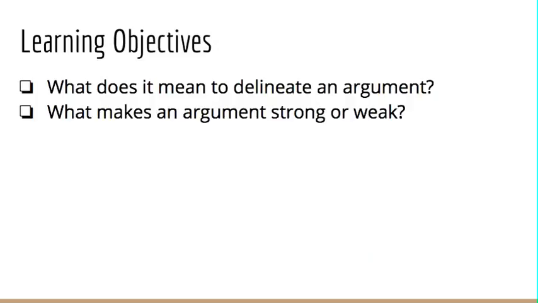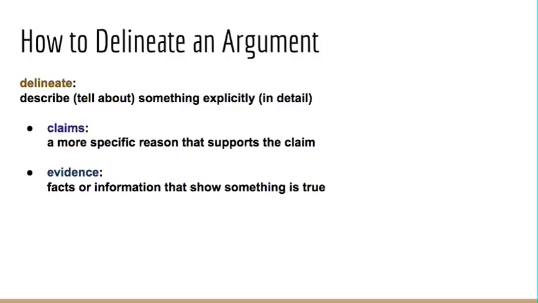Our learning objectives for today are to understand what it means to delineate an argument and figure out how to determine whether an argument is strong or weak. When you delineate an argument, what you are really doing is telling in detail what the argument says. You look to see what the claims are, the reasons that the author gives for their stance, and what evidence they provide, which is like facts or information that prove their claims to be true.